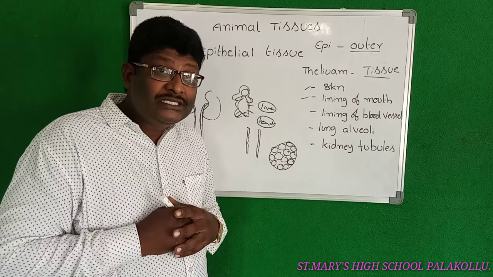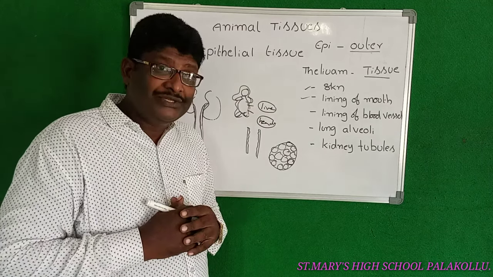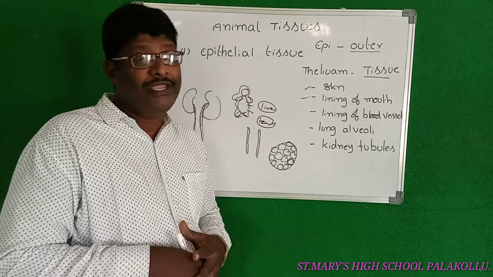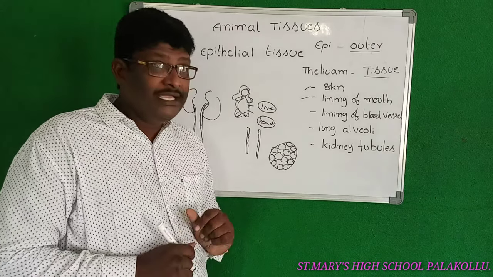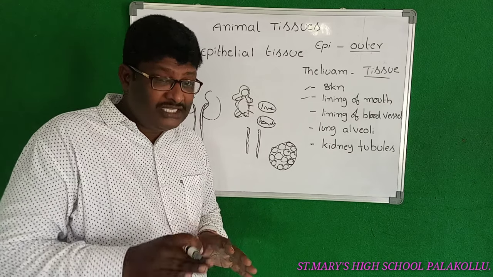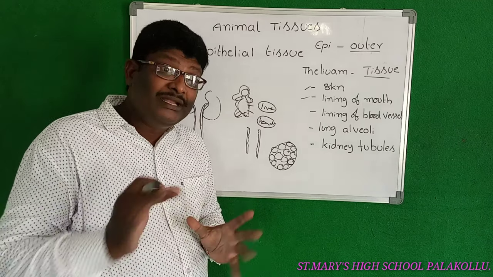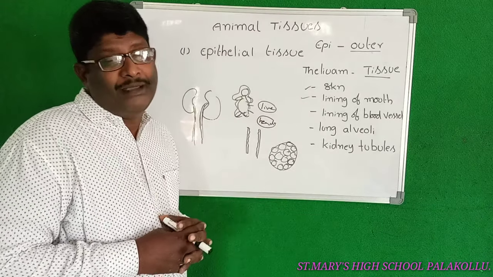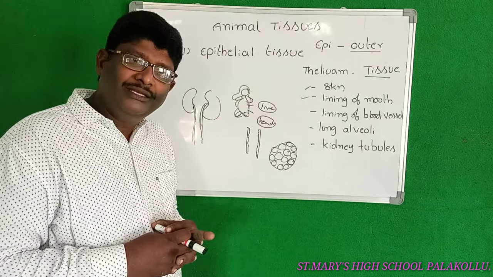The main purpose of the epithelial tissue is that it protects the internal organs or the outer covering of our body, and mainly it is useful for transporting certain materials. It means it is acting like a permeable membrane. Do you know permeable membrane?